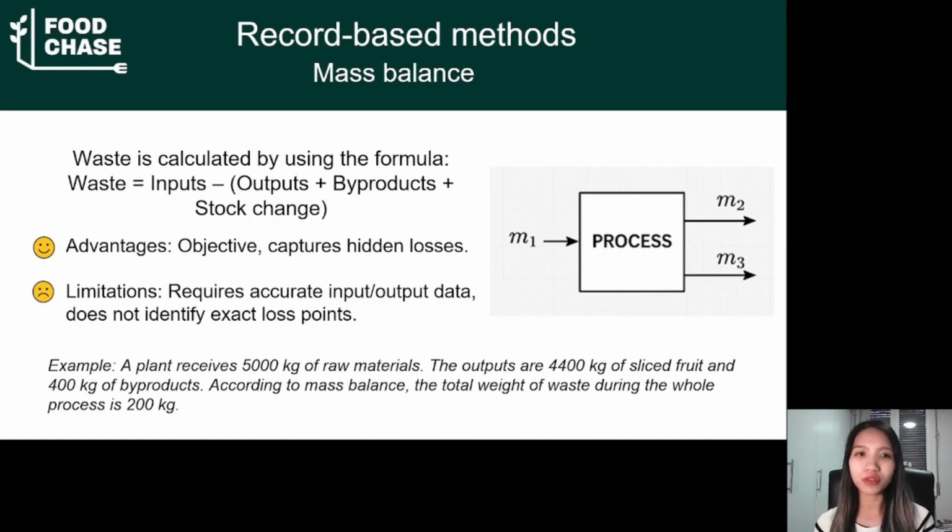This method is objective and is also able to capture hidden loss, but it requires accurate input and output data, and it doesn't identify exactly where the loss points are. For example, a plant receives 5,000 kilograms of raw material. The outputs are 4,400 kilograms of sliced fruit and 400 kilograms of byproduct. According to the mass balance, the total weight of waste during the whole process is 200 kilograms.